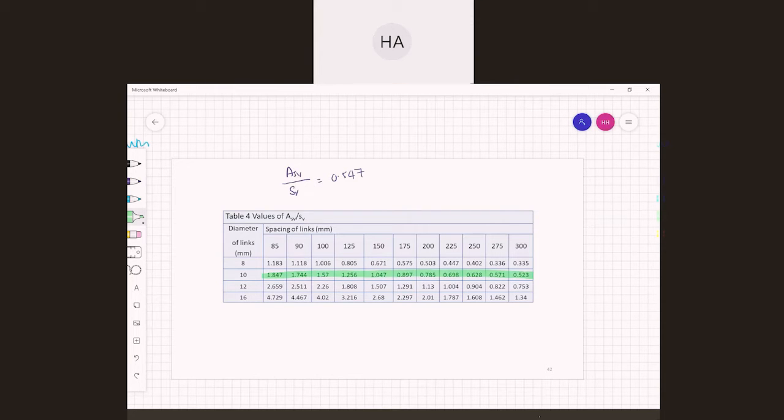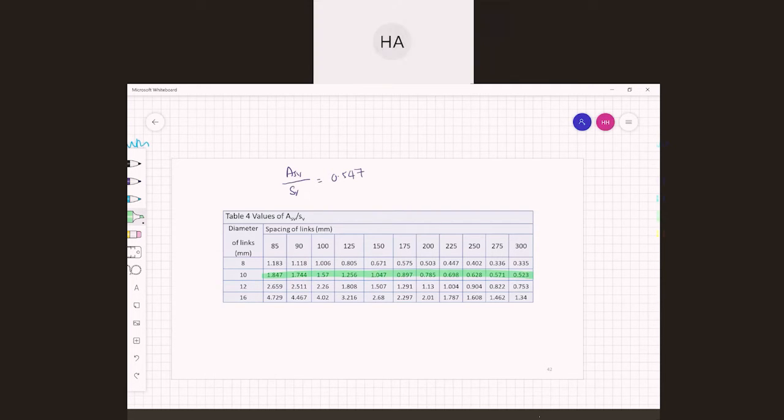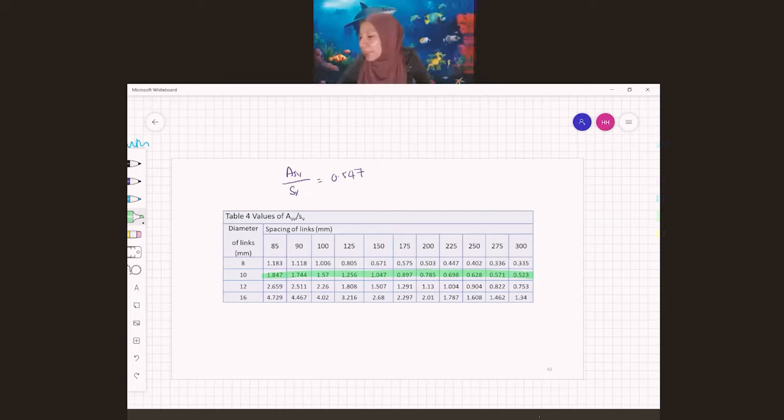0.571 boleh tak? 0.57 boleh, tak ada masalah. Okay, so Hana Amira choose the spacing, maksudnya dia nak pakai, because we know that it is a R10, because of dia punya 10 diameter and mild steel R. So dia nak pakai 275. Okay, so 275 ni memang macam ni cara tulis dia.